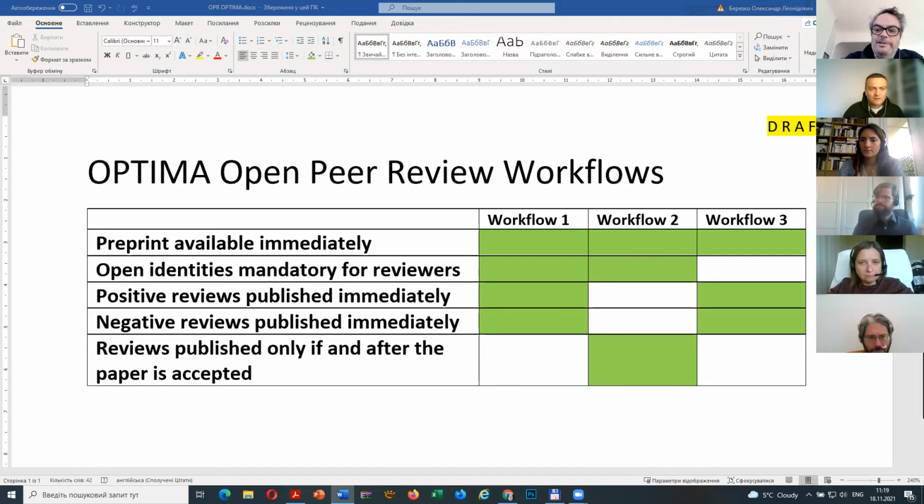And just another comment: if I wanted to put PCI in this table, it would be a very, very weak, extremely weak open review workflow. And probably it's not open peer review in the sense of your definitions, but the preprint is available immediately, okay? The open identities are not mandatory for the reviewers. And the reviews are published only if and after the paper is accepted. So it's a very weak workflow number 4.